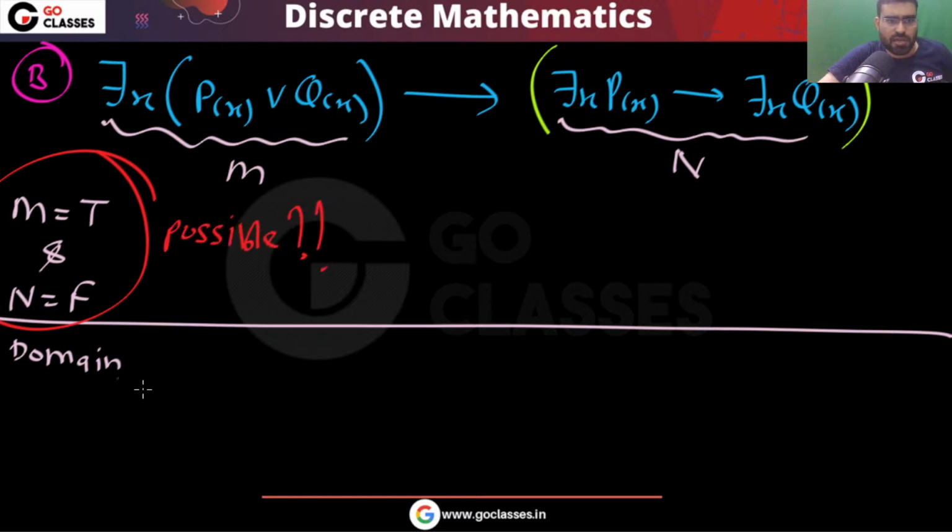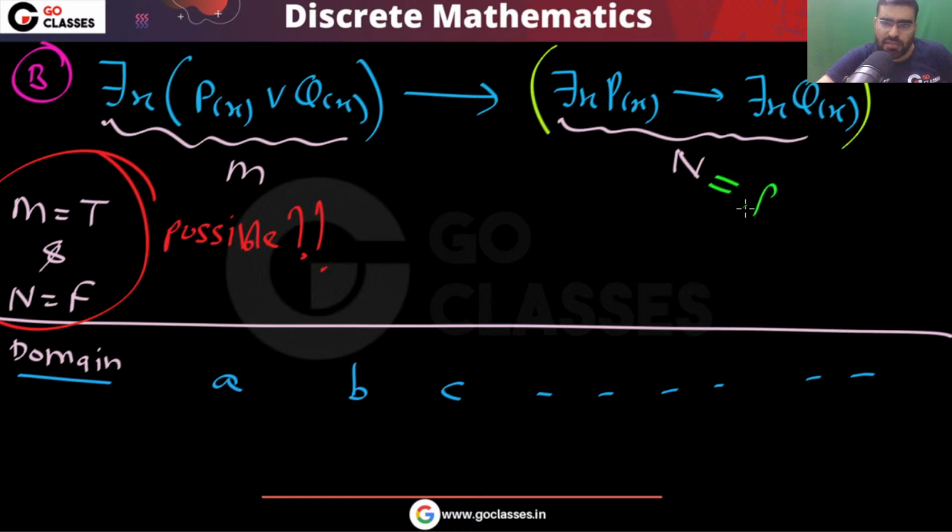Is this possible? Let's check. So again, you take the domain like A, B, C and something, some domain you take. Now you can notice that. Tell me how to make this n false. I want to make this n false. So how to make this n false?